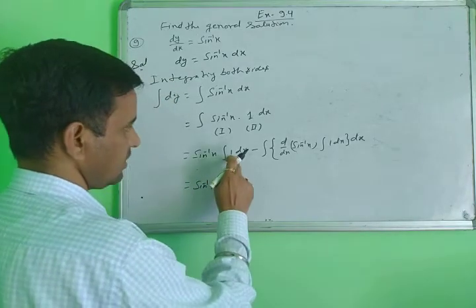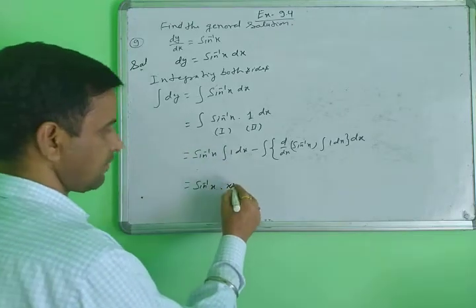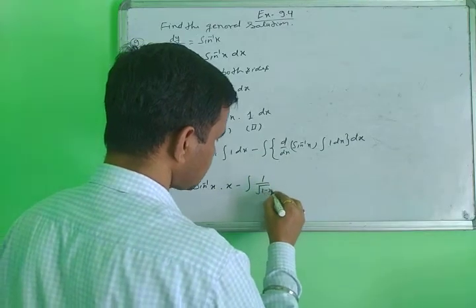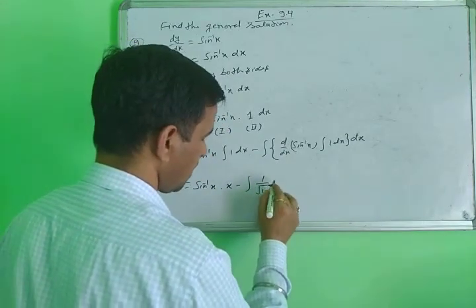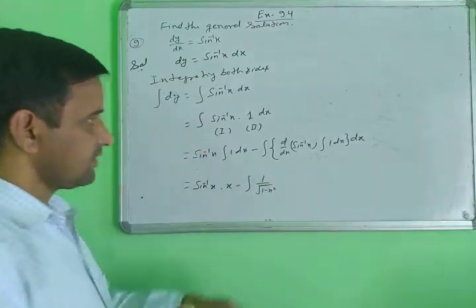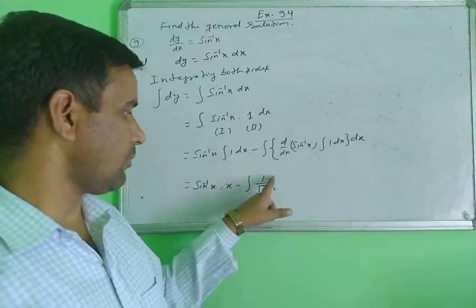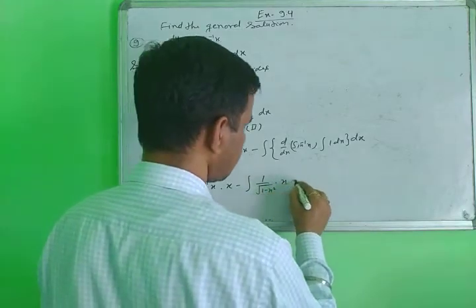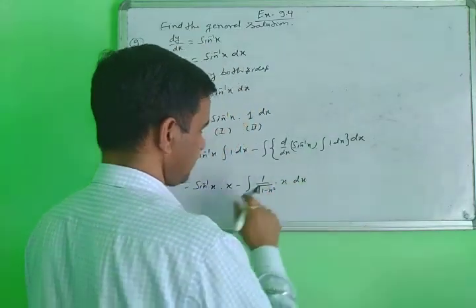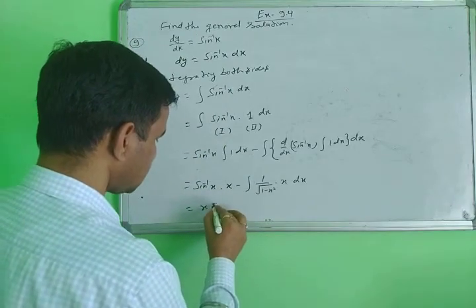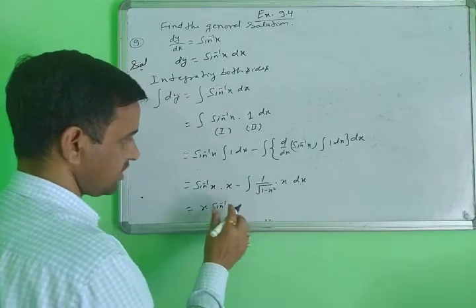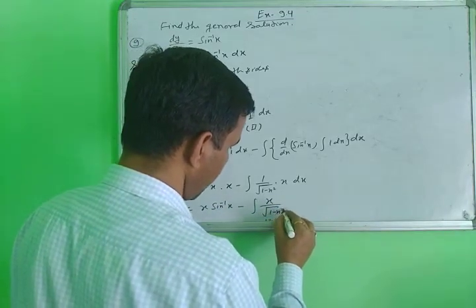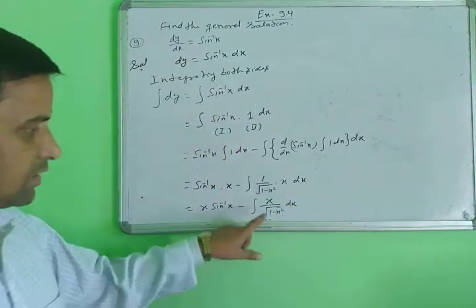Then the integration of 1 is x, so it is x sin inverse x minus the integration of the differentiation of sin inverse x, which is 1 upon root 1 minus x square, times x, dx. Again here you can write x sin inverse x minus the integration of x upon root 1 minus x square dx. How to integrate this portion again?